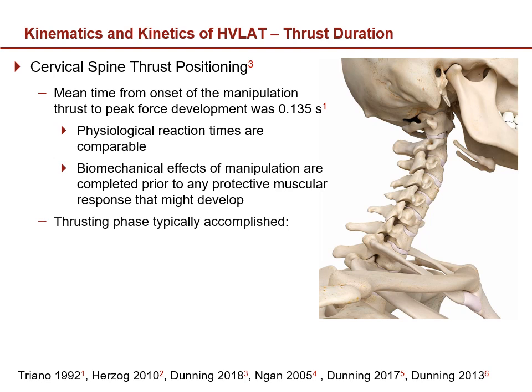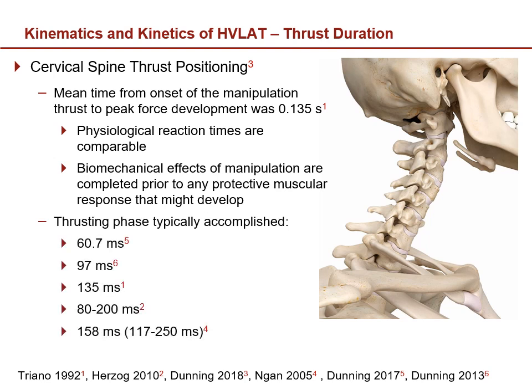Okay, so when we're looking at the cervical spine thrust positioning and some of the other parameters around the actual thrust itself, specifically here we're looking at mean time. So the average time is 135 milliseconds. This is comparable to physiological reaction times, and it's been shown that if sufficient speed is applied, then biomechanical effects of manipulation are completed prior to any protective muscle response that may develop.